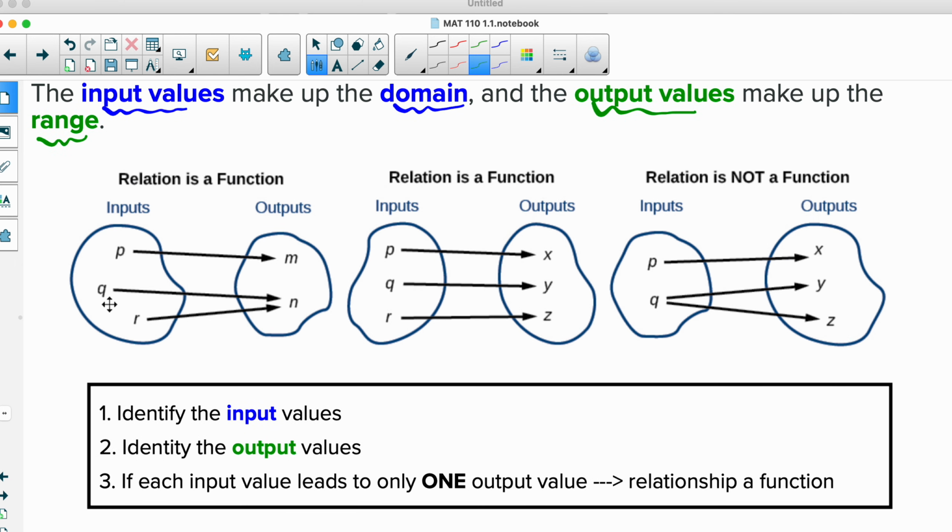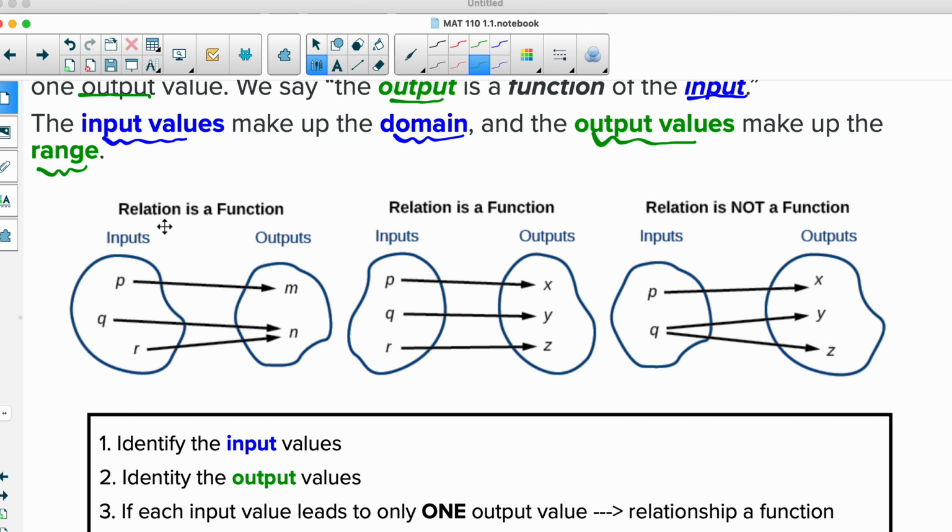So if I look just as a picture here, I can see in this case, this one's saying that this relationship is a function. I like to sometimes write these as ordered pairs. So this says that if I input P, I travel over here, I get an output of M. This says if I input Q, I get an output of N. This last one says if I input R, I get an output of N. So even though both Q and R result in an output of N, this is still a function.